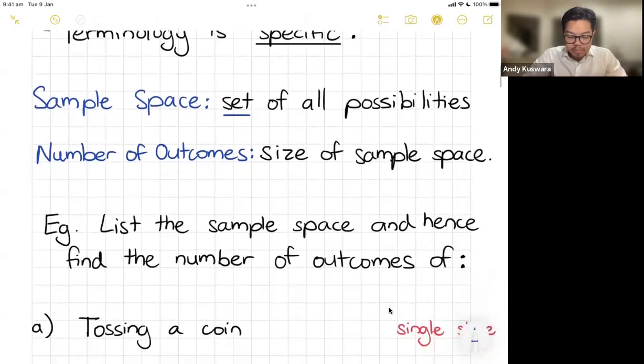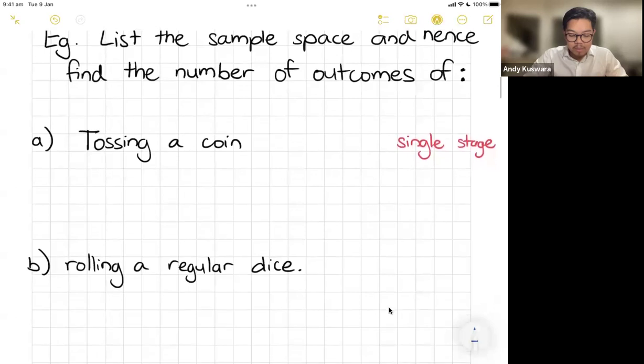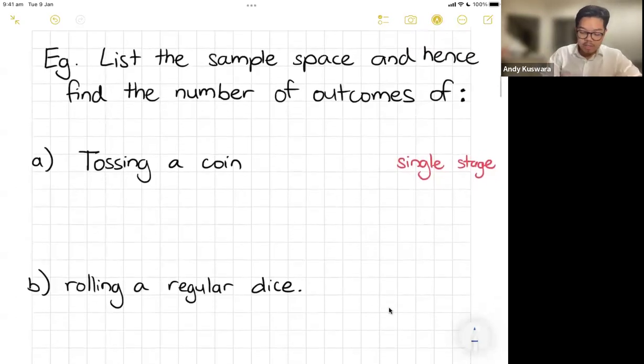I'll show you just a couple of these. So it says list the sample space and hence find the number of outcomes of. And we're going to start with some single stage here. So if I just toss a coin, the way that I would do sample space is I'll just say SS, and then the curly brackets. And if I'm tossing a coin, my two options are either heads or tails. And that there would be your sample space.